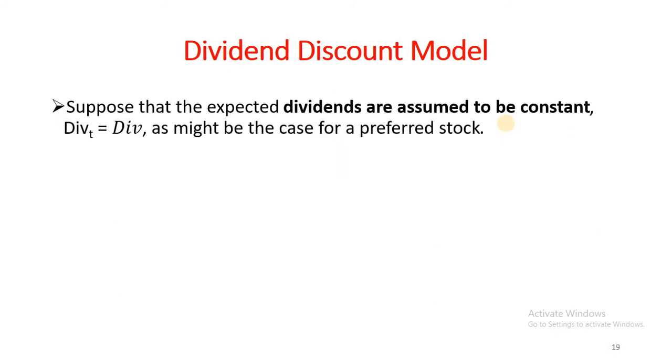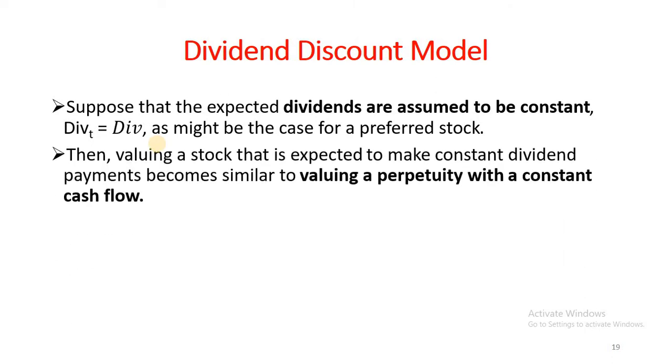Therefore, we need some assumptions. Suppose it is expected that dividends will remain constant. So current dividend will be equal to next year's dividend. For example, preferred stock dividends are fixed, so preferred stock dividends remain constant over its life. So with these assumptions, we can find out the value of common stock or preferred stock using the perpetuity with constant cash flows.